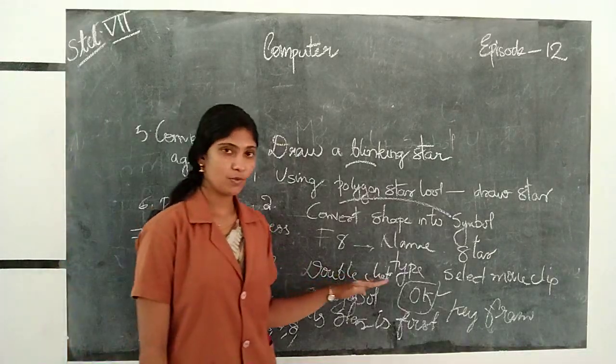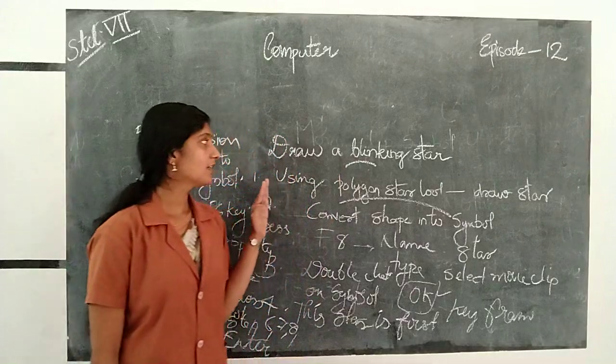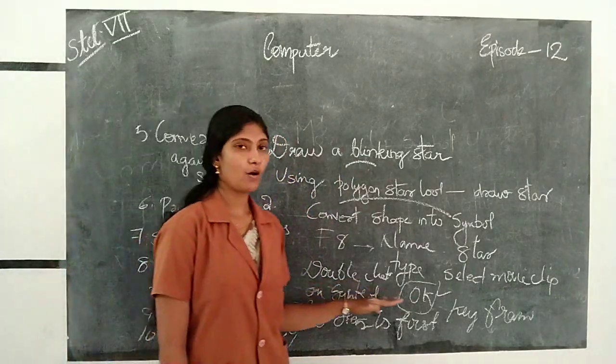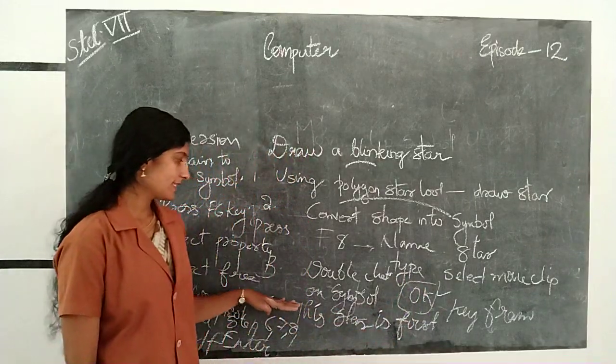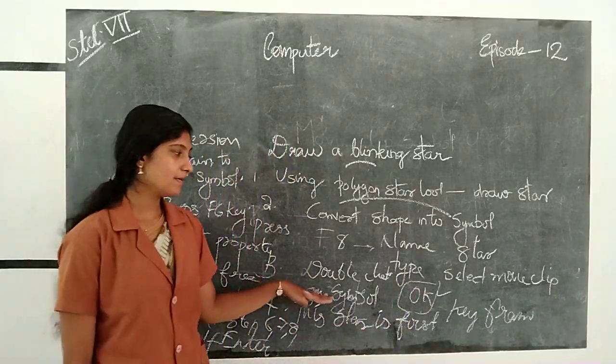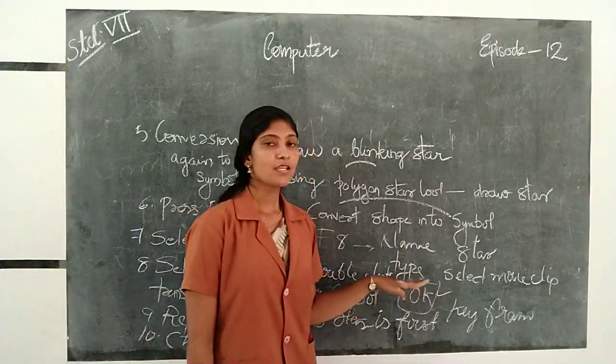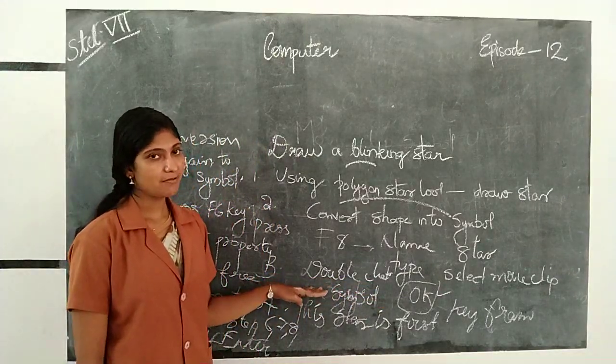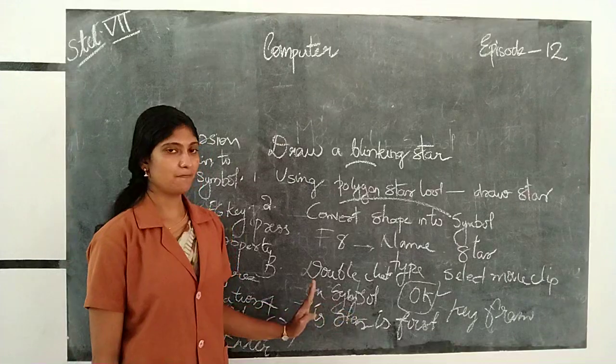Then select the appropriate type. So here we use which type? Movie clip. And then the OK button. Next, third step is just double click on the movie clip. You can see a new timeline appears, and that timeline belongs to the new symbol.